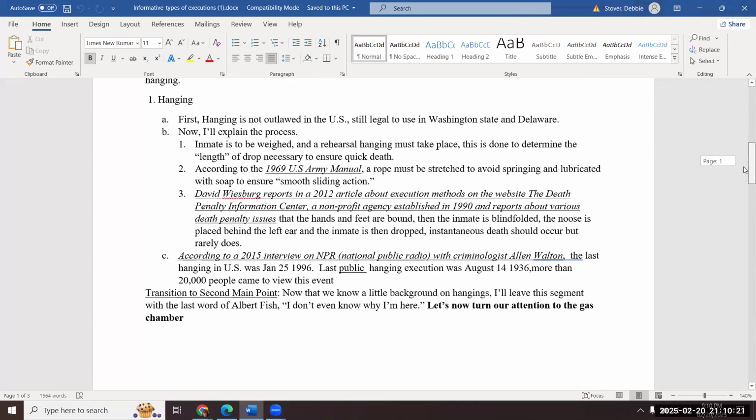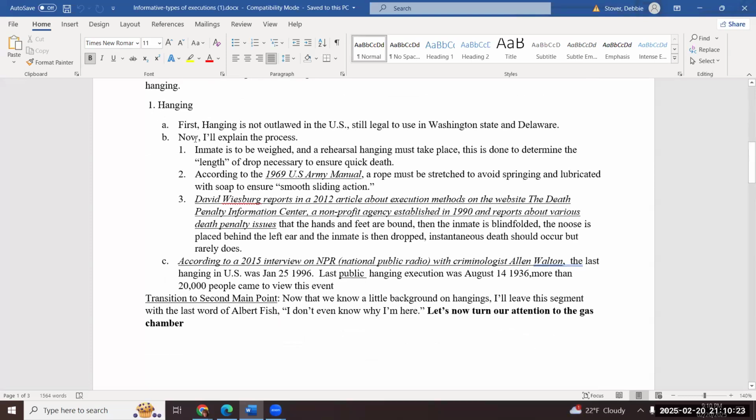Now we're getting into the body of the speech. So in this particular presentation, there are 4 main points. Notice that it doesn't just say main point 1, it is hanging. And then we have our subpoints. These are the details that relate back to our main point.